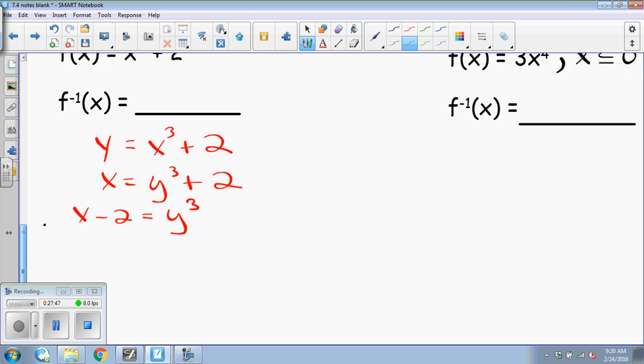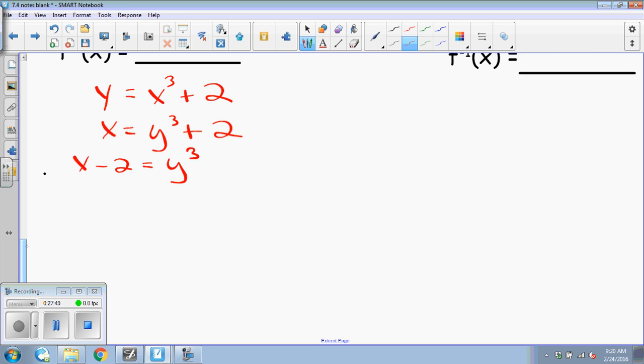Now, I heard somebody say you square root both sides. We don't square root, cube root. That's what I meant. No, this is y to the third. We need just y. So if it's cubed, we need to take the cube root, okay? So y equals the cube root of x minus 2. And that's it? That's the inverse of that one. Would there be an answer choice that is like that?